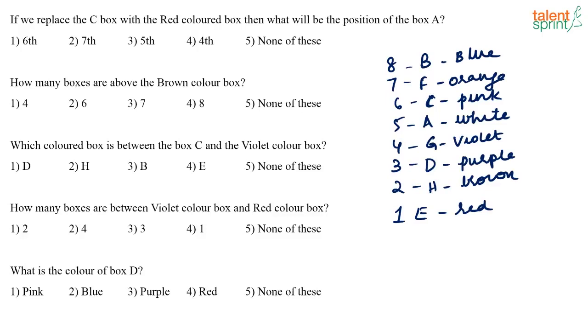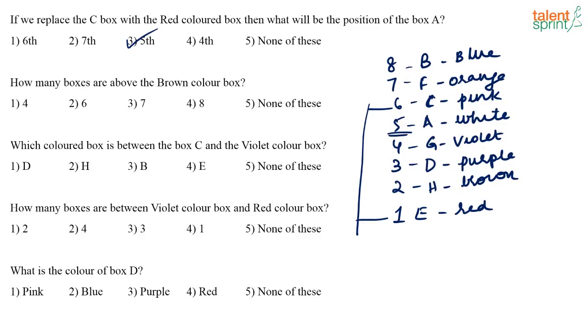First question: if we replace the C box with the red colored box, then what will be the position of A? So I am replacing C and the red. Now if I am replacing these two, will the position of A change? It's not going to change, right? A is going to be there only. A was in the 5th position from the beginning. Now also it's in the 5th position. So the correct answer here will be option 3.